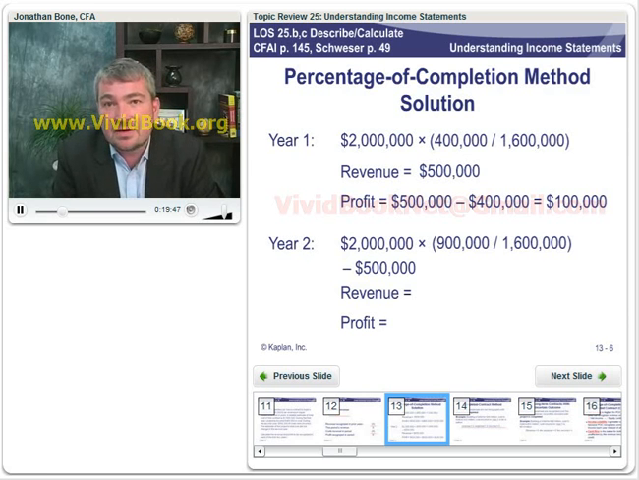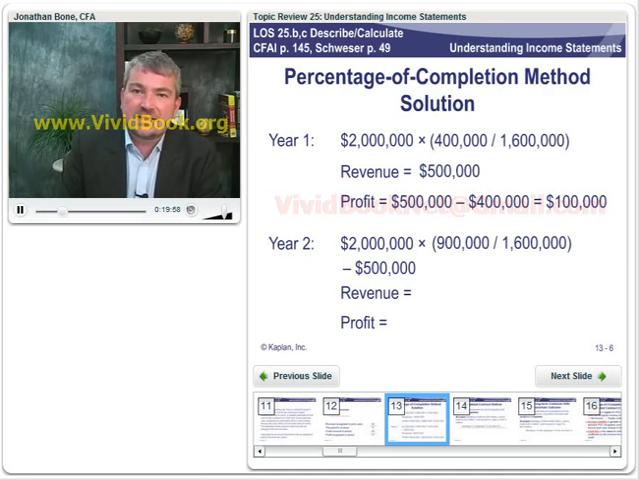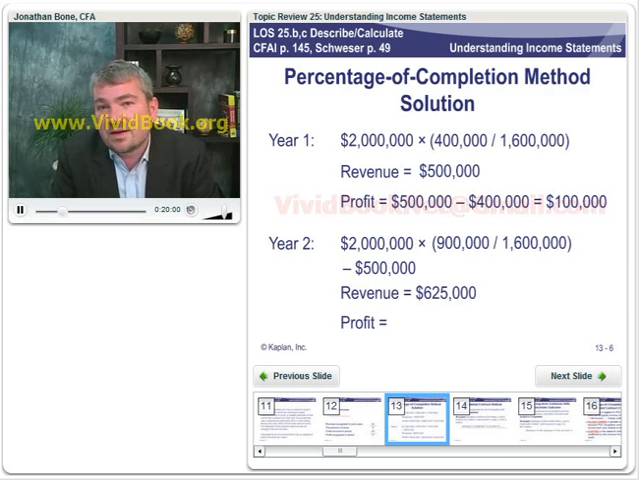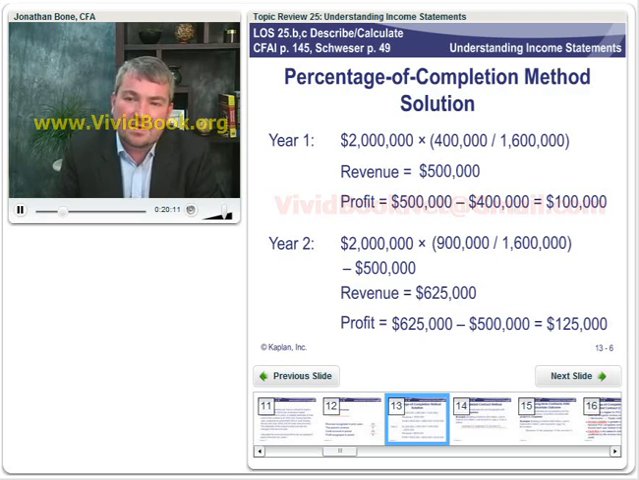This is the cumulative revenue that we should have recognized to date. Some of that's been recognized in year one. In fact, $500,000 has been recognized in year one. So we now need to deduct the revenue recognized in prior years, in this case 500,000, and we get this year's sales figure of 625,000. Profit: take this year's sales figure of 625, deduct the cost incurred in this year of 500,000, and we've got our profit of 125,000. Okay, so expect maybe to see calculations based on that in the exam.